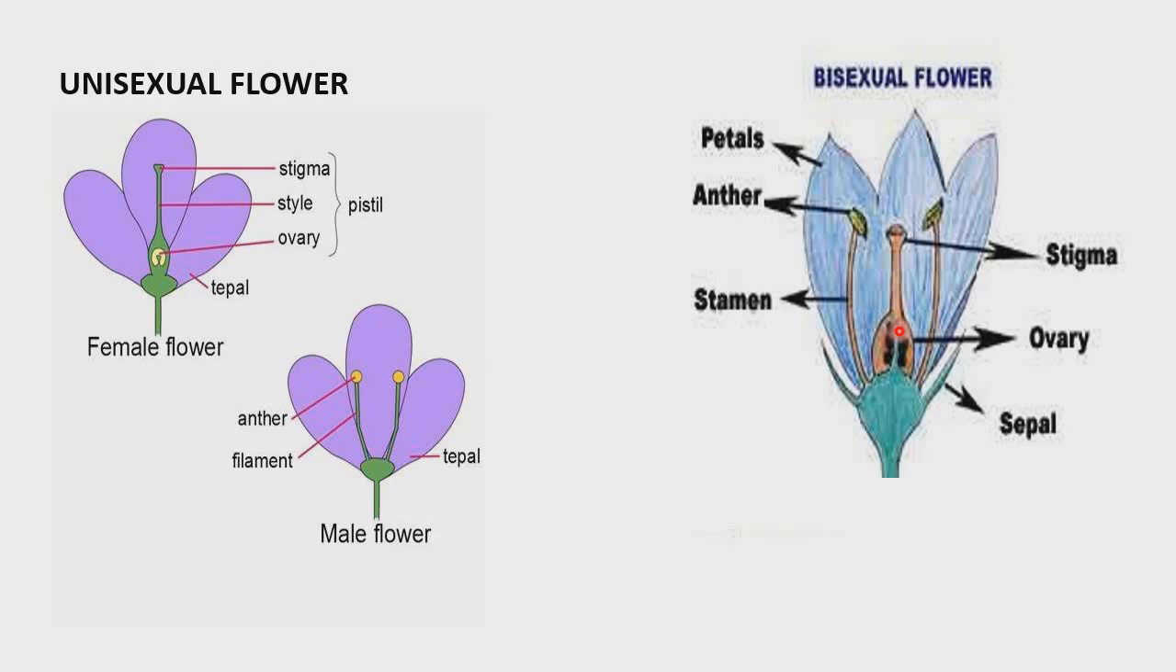Examples: we have Pride of Barbados. We have hibiscus flower. They have it. You will see the ovary and the ovule, the stigma and the style. You also see the anther and the filament. So these are the ones we call bisexual. Bi is two, which means that the two essential floral parts are there. These are the bisexual flowers.